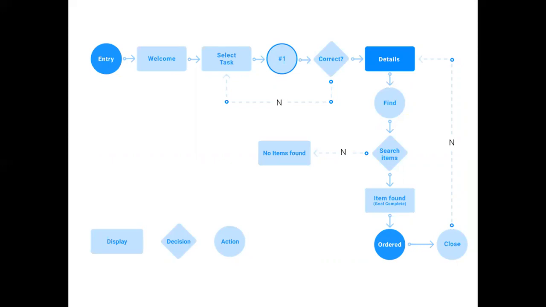So entry, first entry, welcome, select task, and we have question number 1. If it's correct, we go back to select task. And next is details. Go find and search our items. If the web page has no such item, we go to no items found. If we have an item, we go to item found, we order it and close the application. Done.